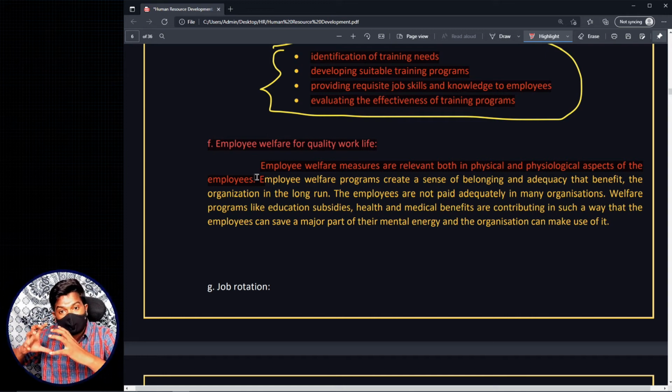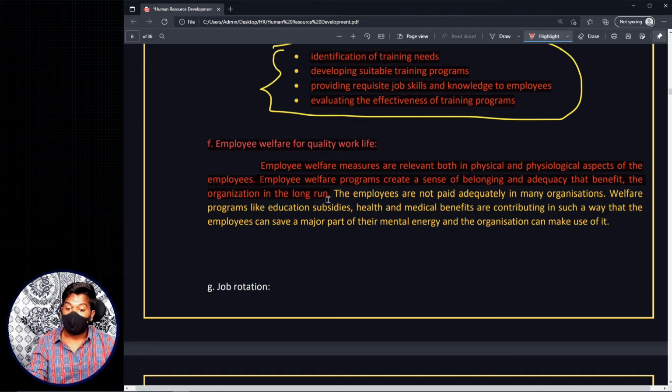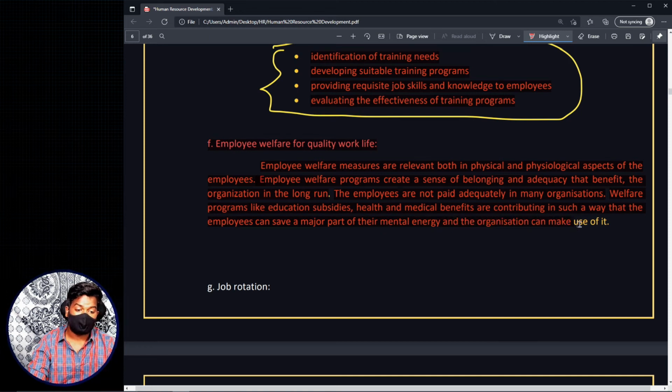will have an impact on the physical as well as psychological aspects of the employee. That means it will have an impact on both the thinking of the employee and the way he performs his job. Now, employee welfare programs create a sense of belonging and adequacy that benefit the organization in the long run. Now, the employees are not paid adequately in many organizations. Sad reality. Welfare programs like education subsidies, health and medical benefits are contributing in such a way that the employees can save a major part of their mental energy and the organization can make use of it.